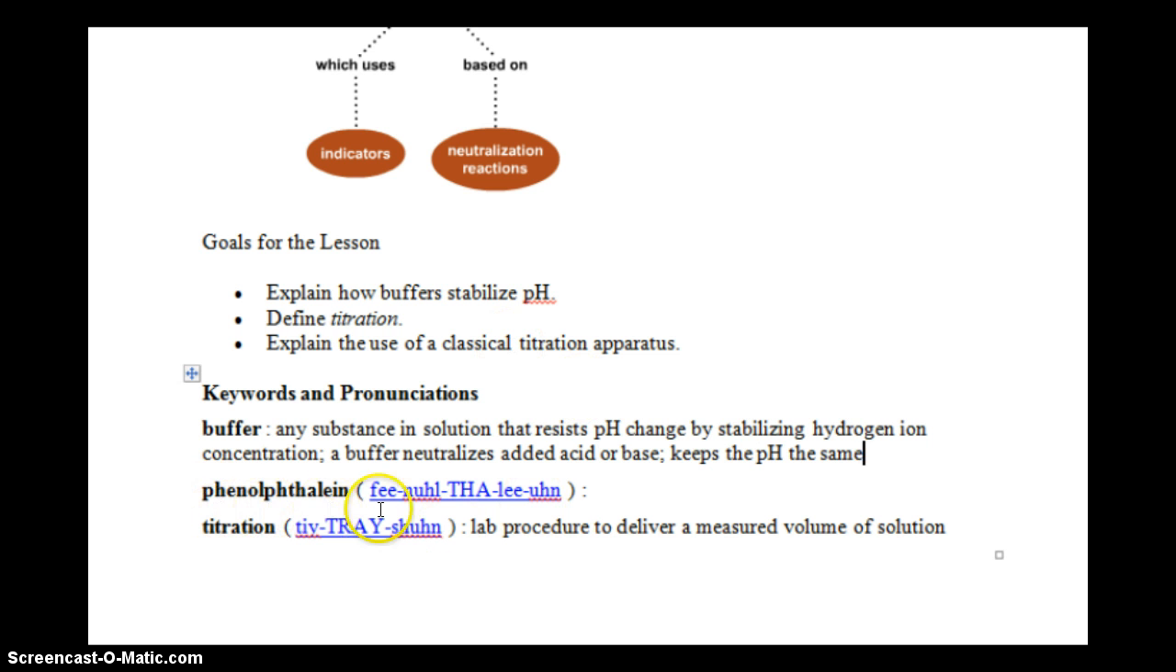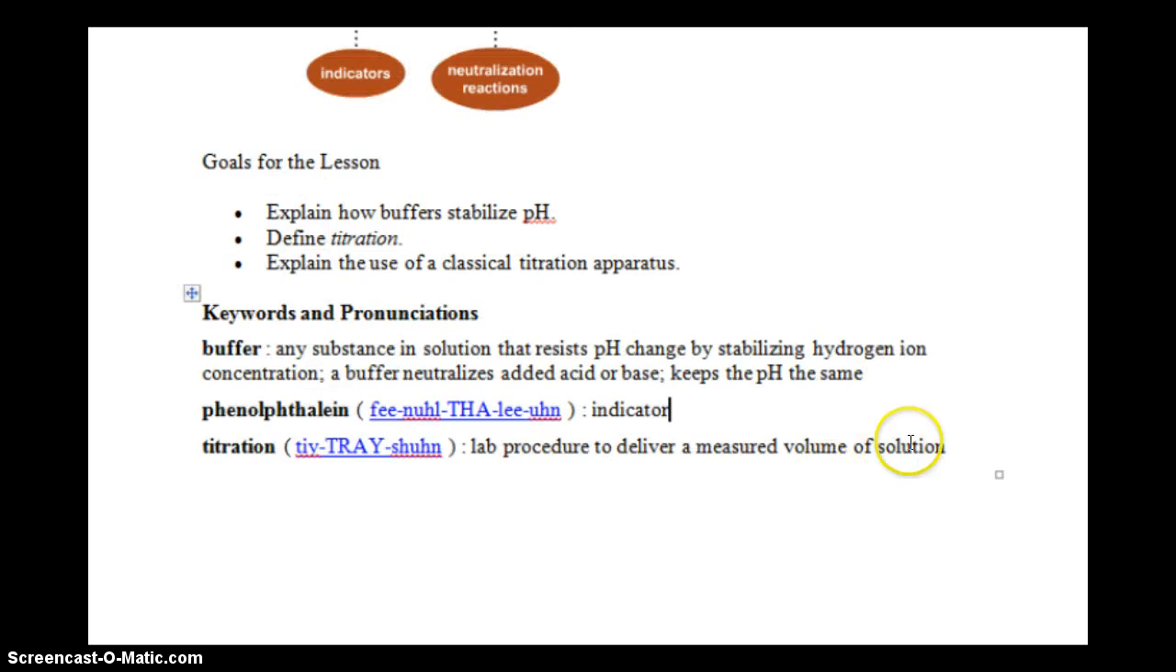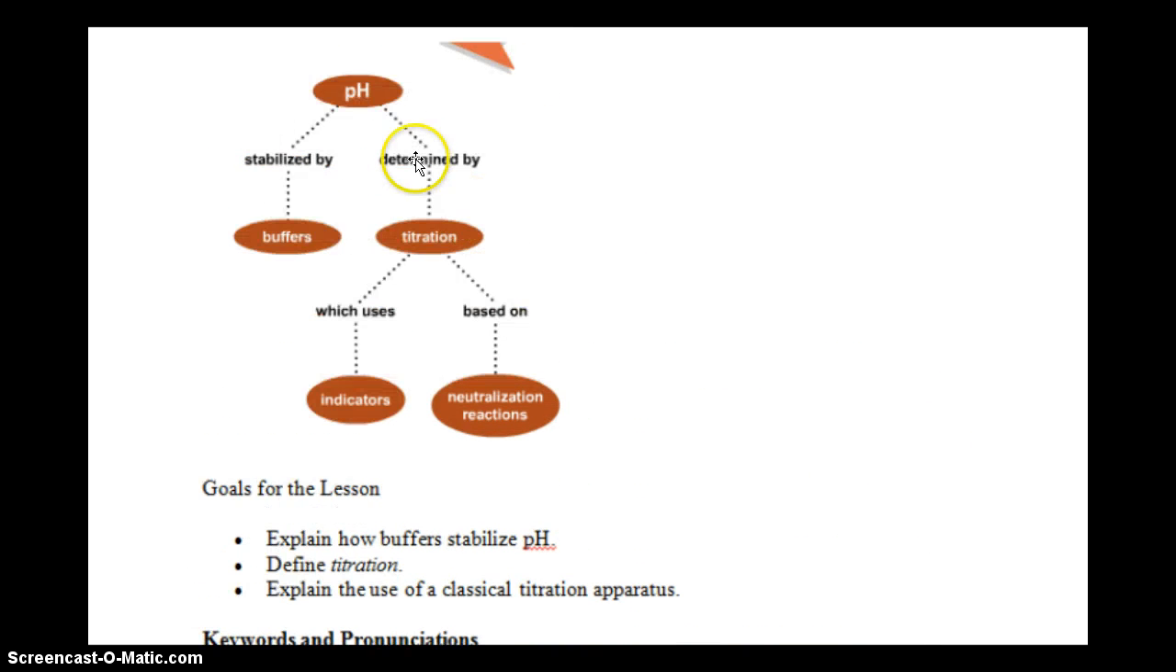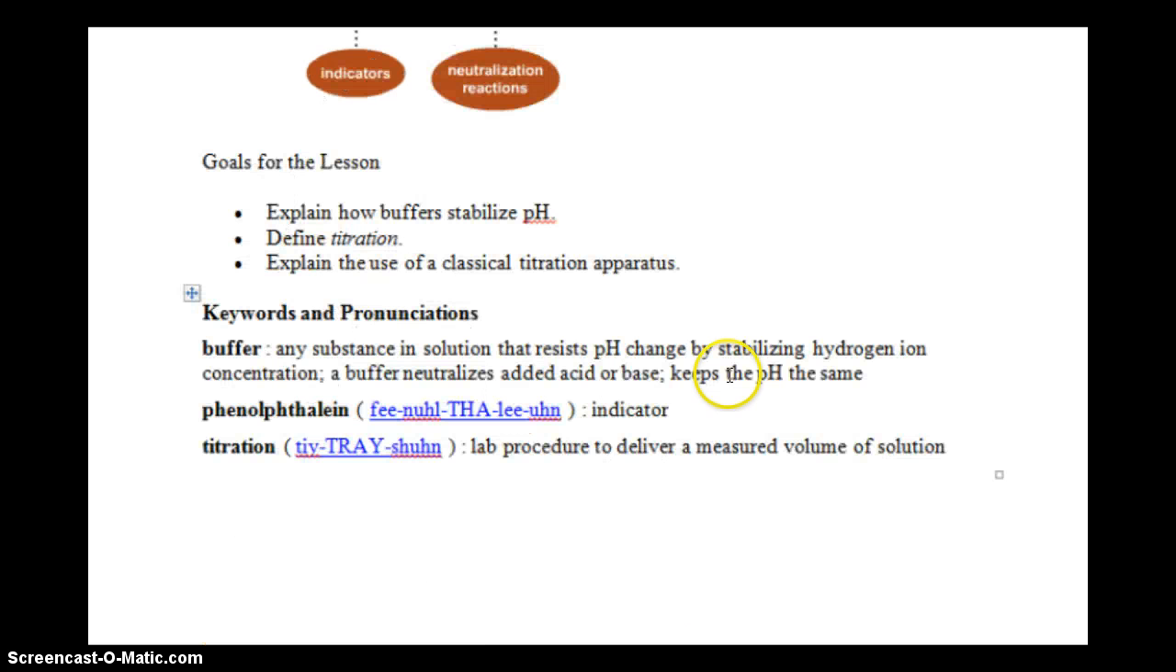Then we have phenolphthalein, which is an indicator, and we'll talk a little bit more about that one later. And we have titration, a lab procedure to deliver a measured volume of solution. And of course, what is it used for? To determine the pH. So we'll add that to our notes and then go back to our reading.